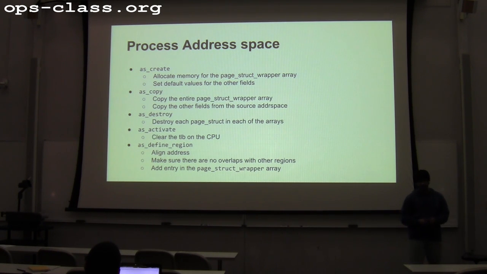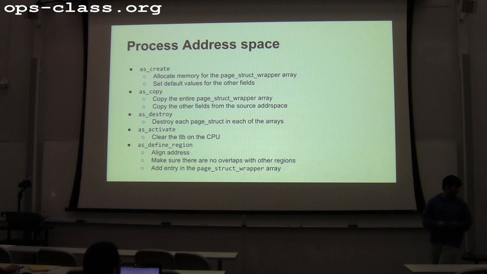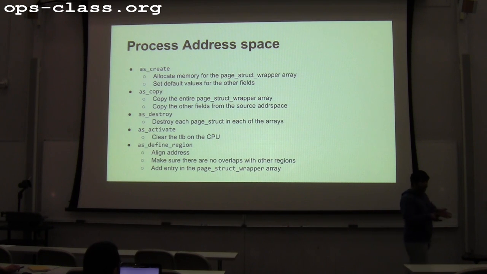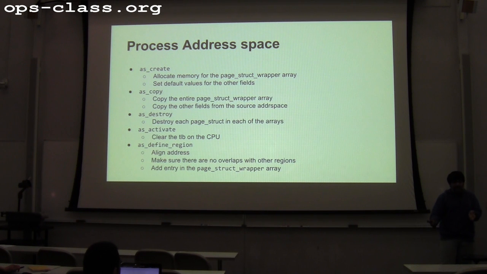So what about ASST defined region? This is called a few times in load elf. Also, while you're implementing your sbreak, you will also have to make calls to this function. So this is potentially one of the more tricky ones. So what you have to do here is ASST defined region actually takes in a virtual address as one of its arguments. So first thing you do is align it with the page size, and then make sure there are no overlaps, right? Because if the region that you're defining now has an overlap with one of the regions you've already defined, then you're starting to corrupt your own memory. So make sure there are no overlaps, and then just add it to the array.